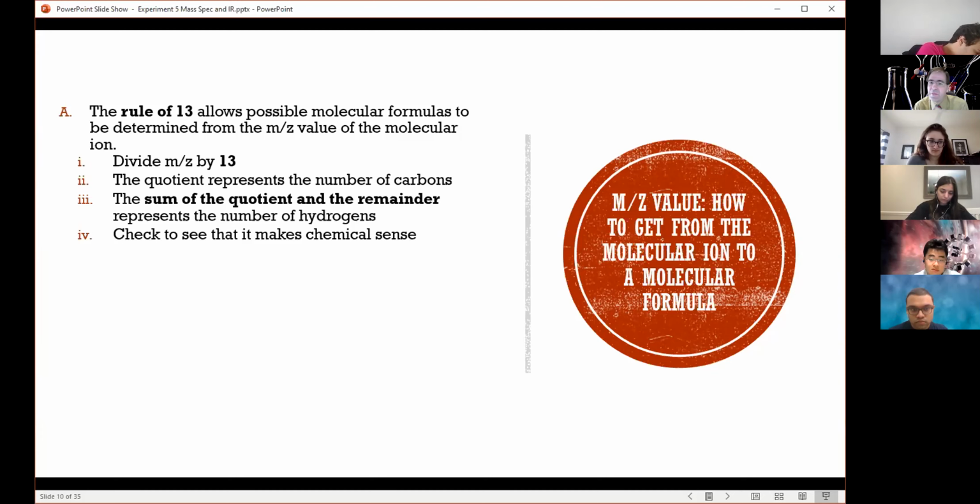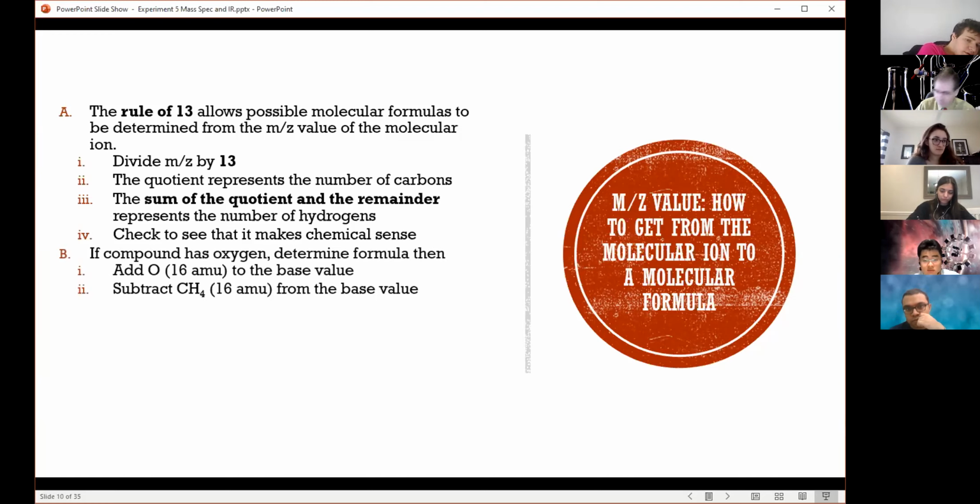And then the remainder plus the quotient is how many hydrogens. Because remember that 13 is a carbon and a hydrogen. And then we have to check to see if it makes chemical sense. Now that works if you only have carbon and hydrogen, but a lot of molecules have other things too. What if you have an oxygen?